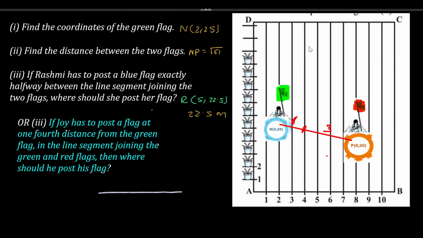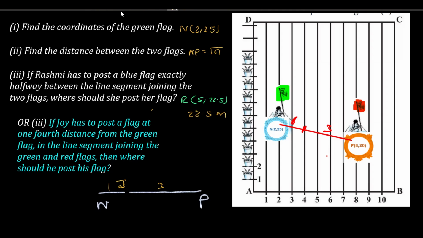If I say that this is the line joining N and P, and he is willing to post a flag which is 1/4, so 1/4 is like this, isn't it? So if I say that this point is, say, J, then this is dividing the line in the ratio 1 is to 3. That's what it means, 1 out of 4. So we have the required ratio as 1 is to 3.